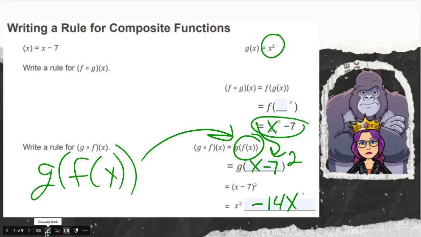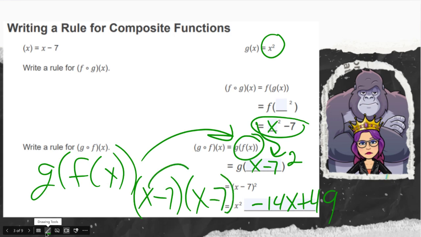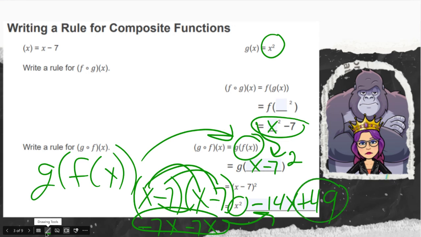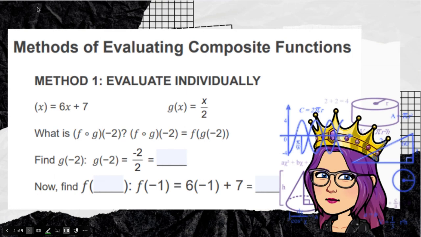14x plus 49. Well, Miss Harris, how did you get that? Well, x minus 7 times x minus 7. When we distribute, that's our x squared. And then when we distribute, we have negative 7x and negative 7x, which when we combine them together gives us our negative 14x. And then 7 times 7 gives us our 49. So I just distributed.